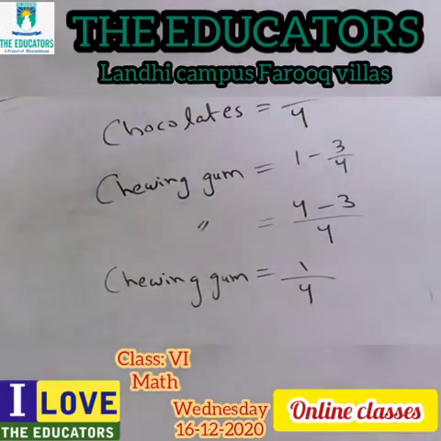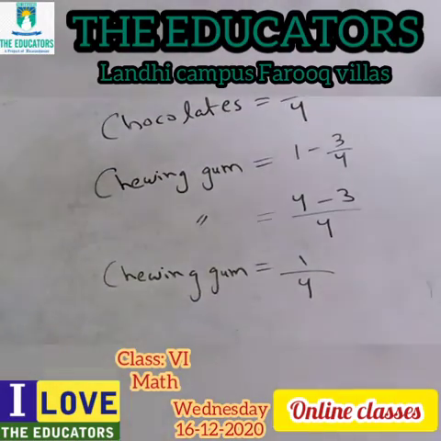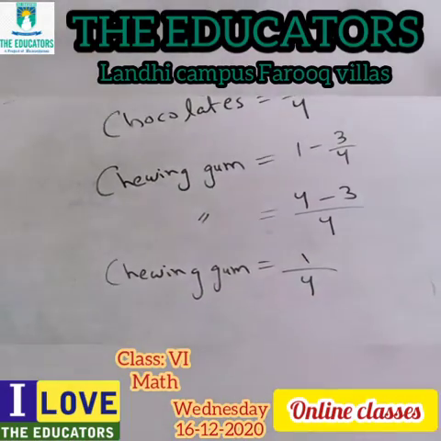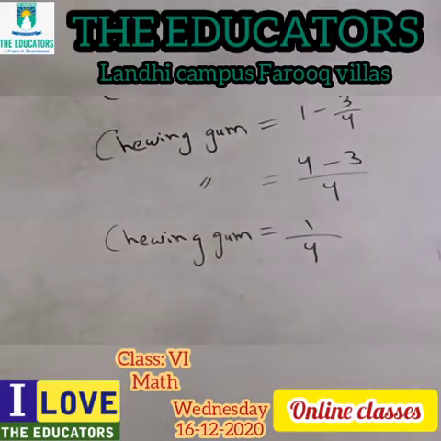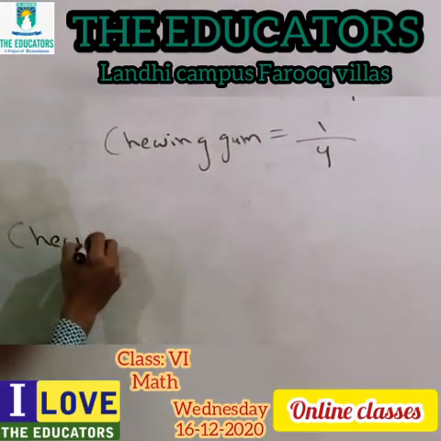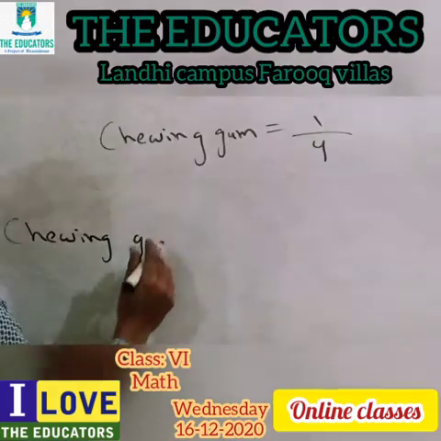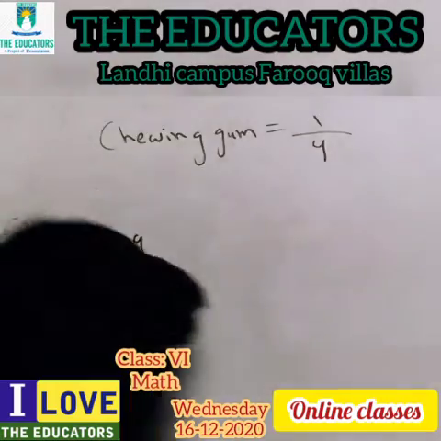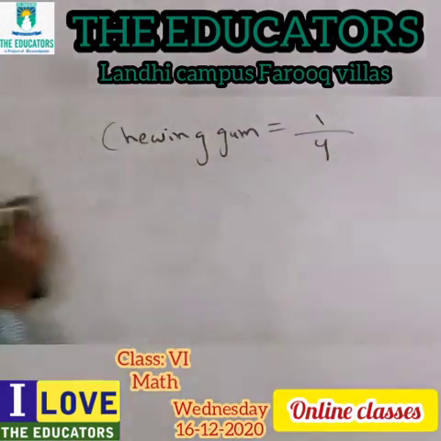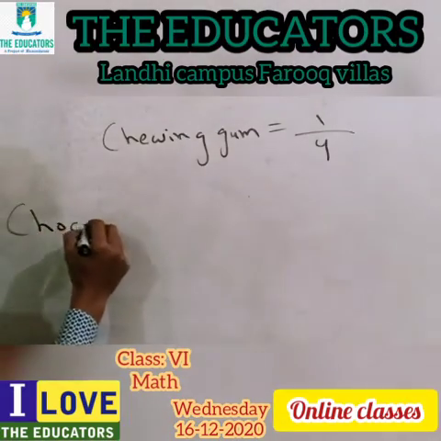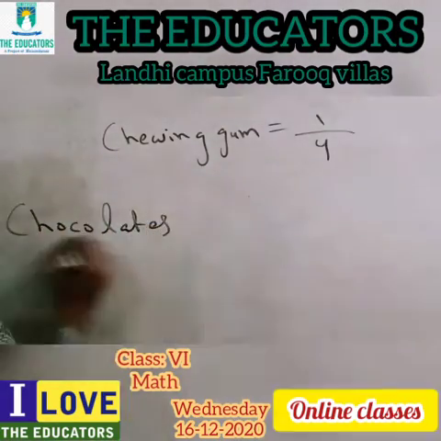Okay, now what do they ask here? Find the ratio of the amount spent on chocolates to the amount spent on chewing gum. Okay, so we simply have to find the ratios. First we have to write, what do they ask us? Chocolates to chewing gum. Okay, so first we have to write chocolates here, not chewing gum. First we have to write chocolates. Chocolates first and then chewing gum.